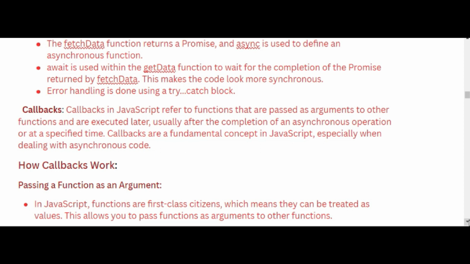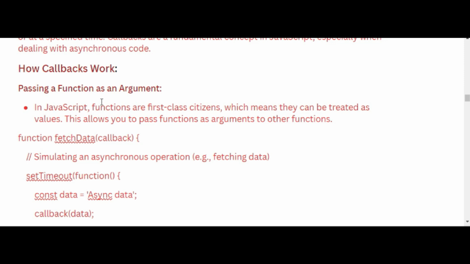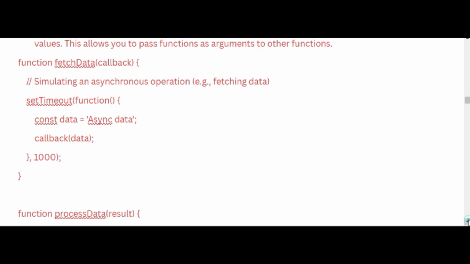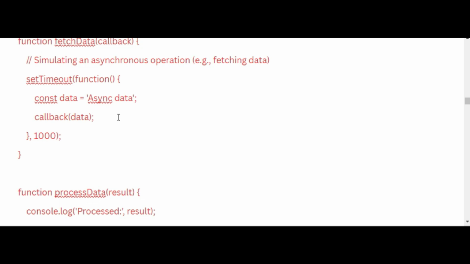How callbacks work, by the way? So, passing a function as an argument. In JavaScript, functions are first class citizens, which means they can be treated as values. This allows you to pass functions as arguments to other functions. Function fetchData(callback), simulating an asynchronous operation. Example, fetching data. setTimeout(function() { const data = 'asynchronous data'; callback(data); }, 1000).